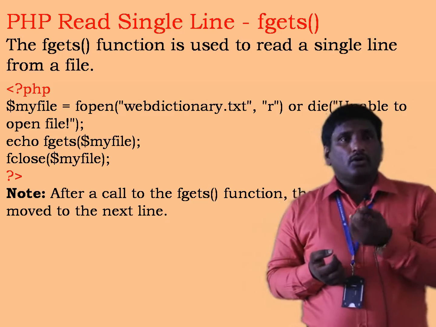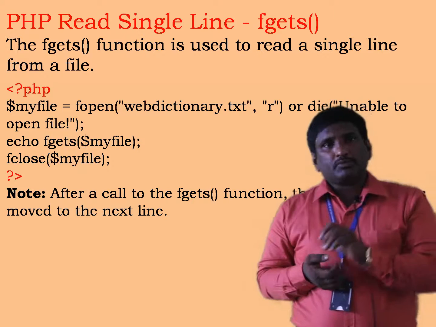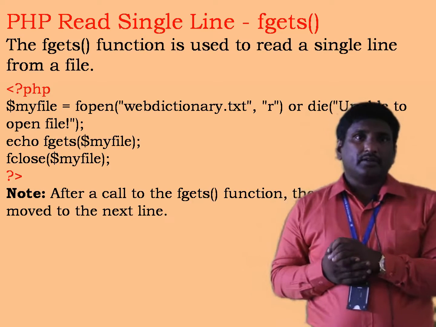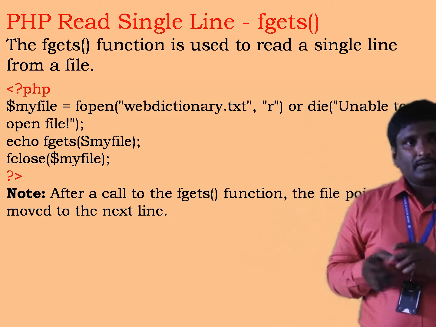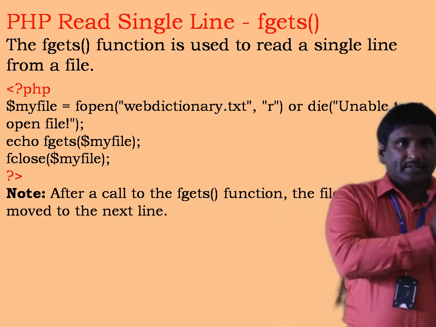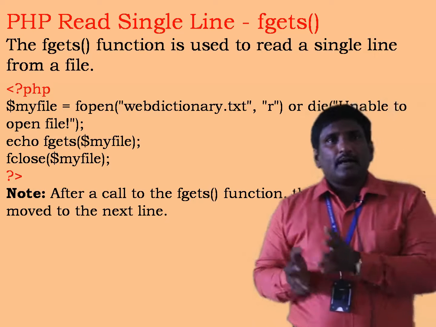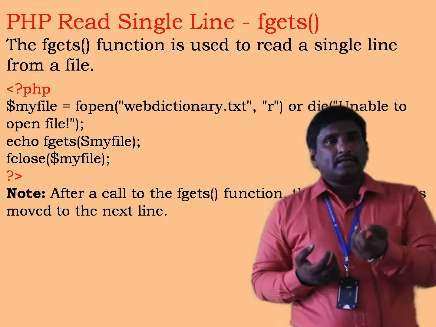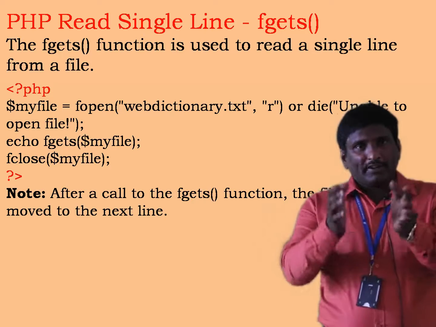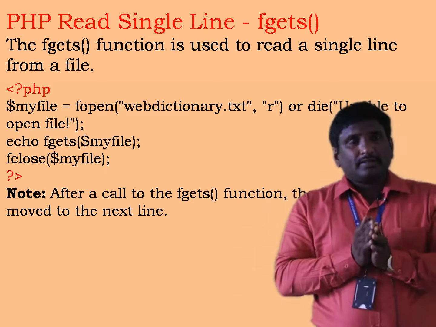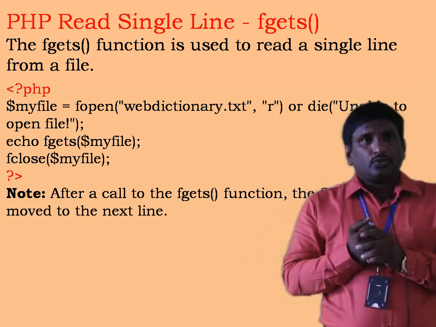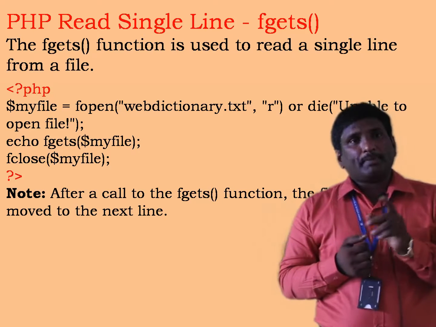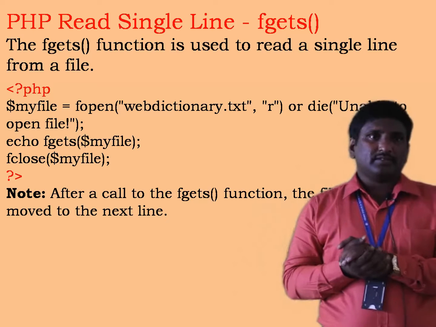Here I have written one more function with the logical OR operator, that is die, unable to open file. If the file is opened, it returns my file. If not, unable to open the file will be displayed. After that, the file is already opened by using fopen, then I need to read, right? A single line. For that I used fgets by passing the file reference, that is $myfile.